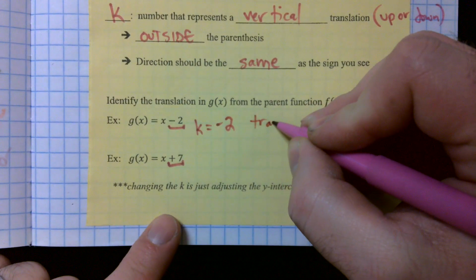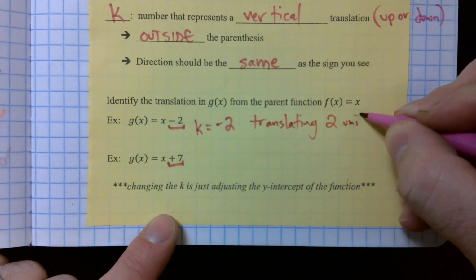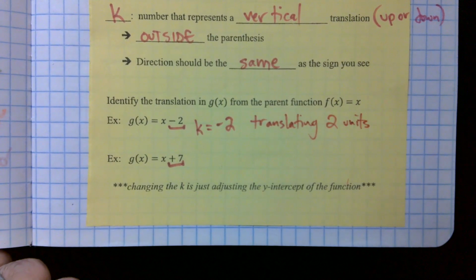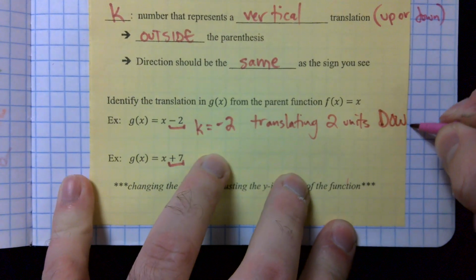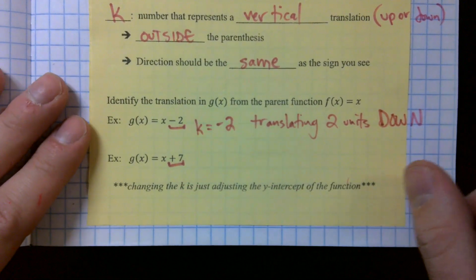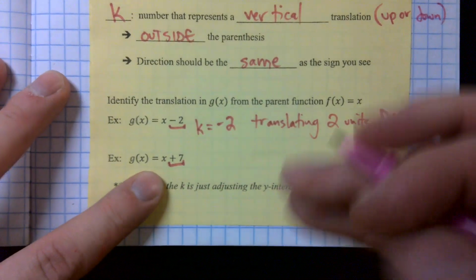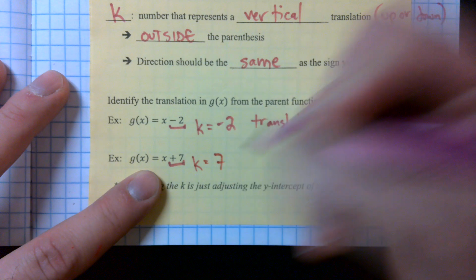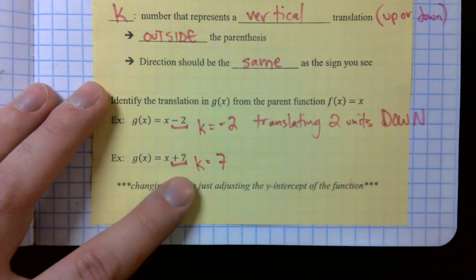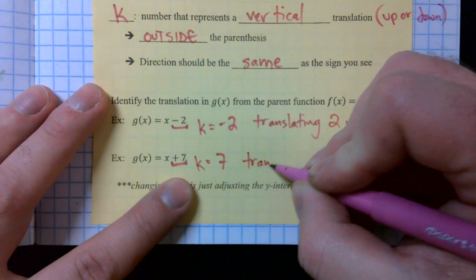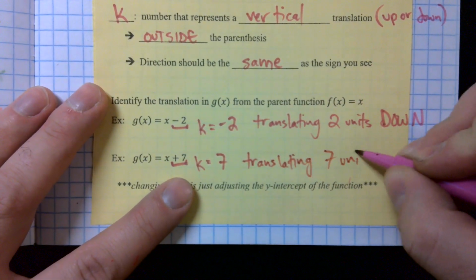So I'm translating this function 2 units in what direction? What direction you guys think, everybody? Down. Everybody with that so far? Yes. Okay. What's my k value in the second example? 7 or negative 7? Positive 7. Good. I love the confidence. Positive 7. This tells me I'm translating f of x 7 units. Where? Up.